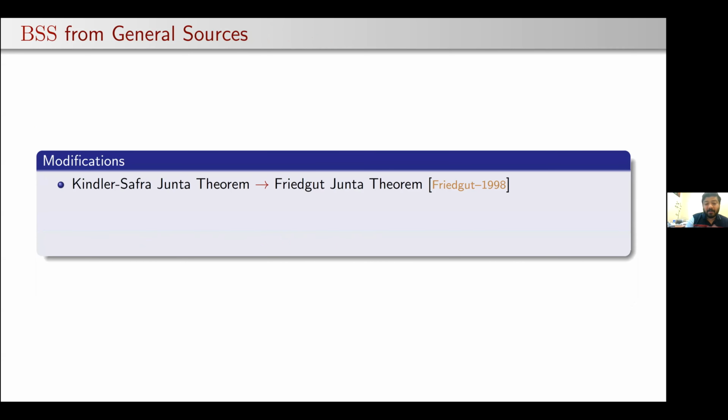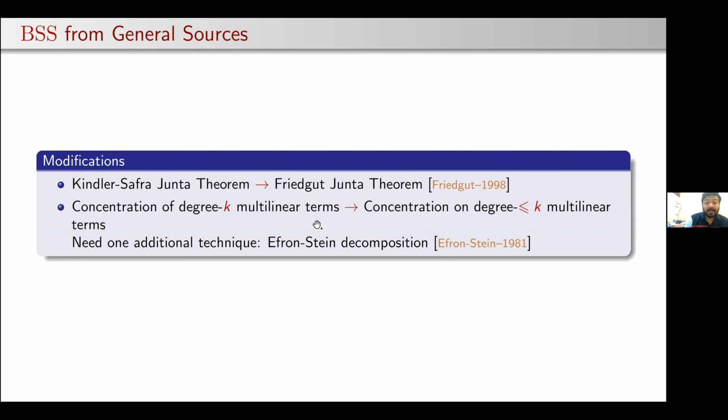Towards the end of the talk, let me quickly go over simulating binary symmetric sources from arbitrary noise sources. In this case, we have to upgrade our junta theorem to Friedgut's junta theorem, and the results slightly change. We do not have a very strong concentration on degree k terms. However, we have concentration on degree less than or equal to k terms. And I will show using an example that this less than or equal to k, not exactly k, is in fact necessary.